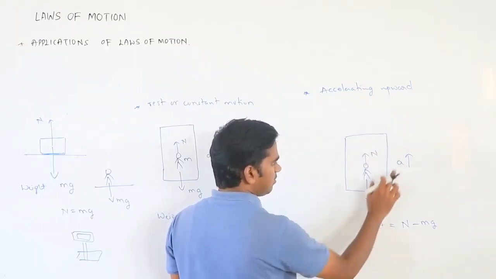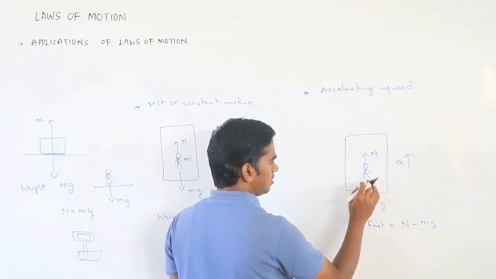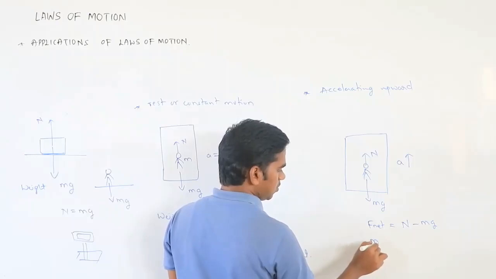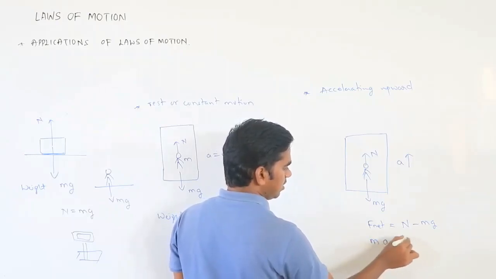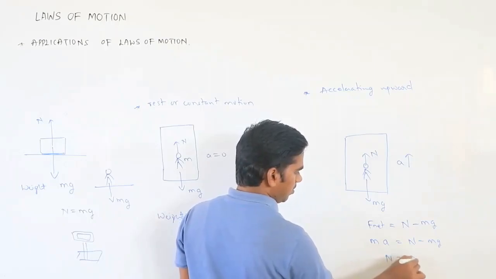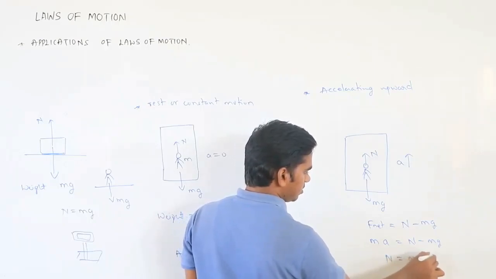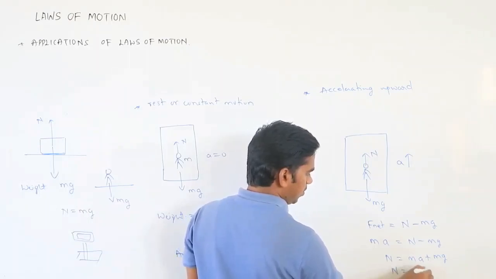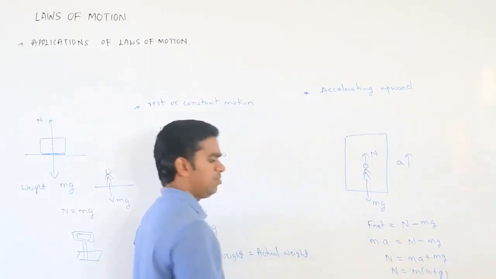So what is the F net? Acceleration of the lift means that is equal to acceleration of you also. So mass into acceleration, N minus mg. So N equals to what? N equals to mass into acceleration plus mass into acceleration due to gravity. So N equals to m into (a plus g).